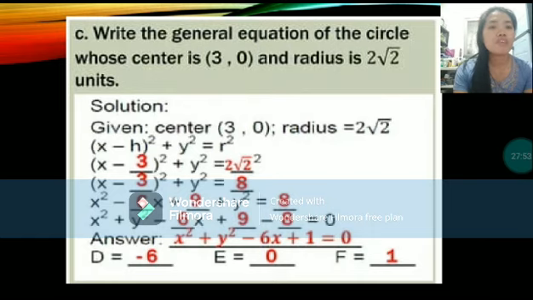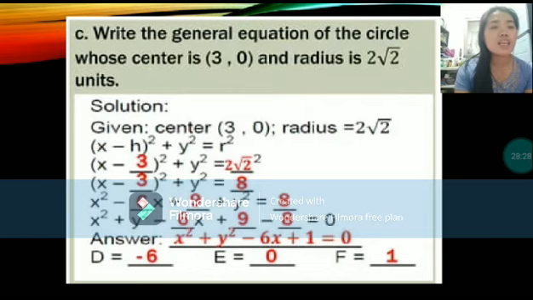The standard form is (x minus h) squared plus (y minus k) squared is equal to r squared, but we are already given that the center is (3, 0). Automatically, that's why we don't need to write y minus 0, just y squared. Then our h is 3, so we substitute that. Then copy plus y squared is equal to 2 square root of 2, that is our radius, and then we square our radius. So I have (x minus 3) squared plus y squared is equal to 8.